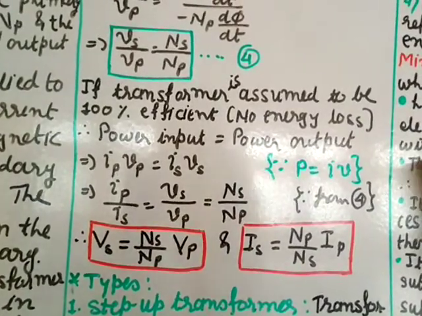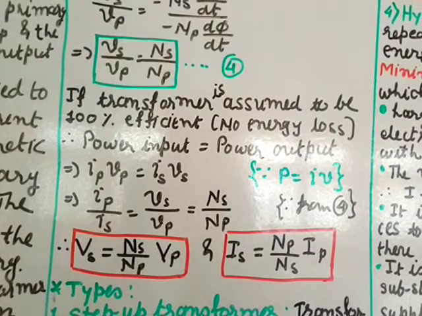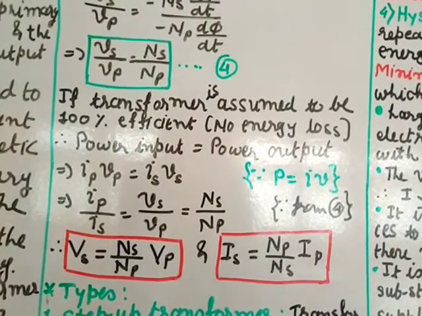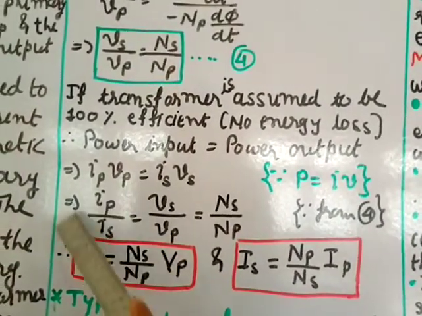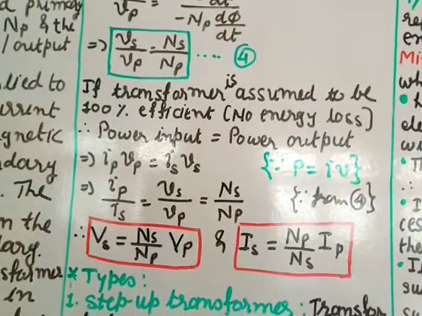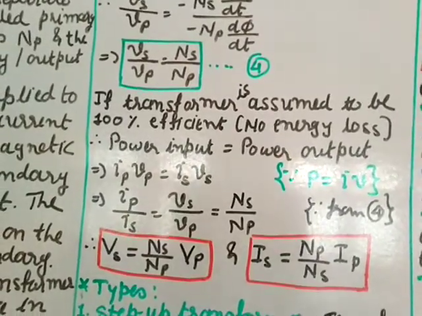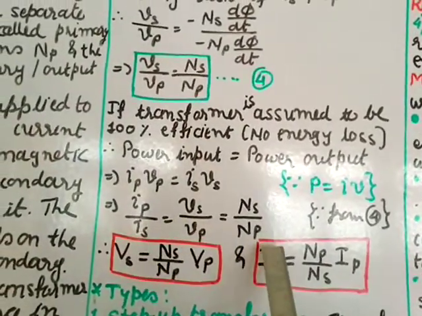Now this ratio will have the same frequency as the applied voltage, the applied source. So we can take this ratio also equal to the RMS value or the amplitude value. Now we are going to find the voltage and the current using this relation.